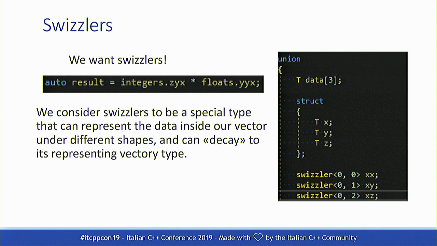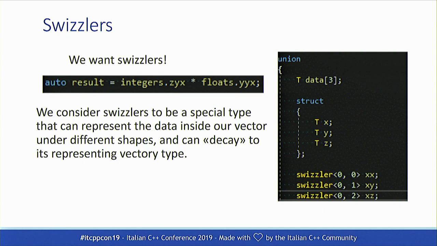Now, to our vectors, we want to add swizzlers. If you don't know what swizzlers are, I suggest you check Valentin Galea's presentation at C++Con 2019. They explain it very well. Briefly, there are special types inside the union in our vector, and the inner size of the swizzler is the same size as our data, so that swizzler 0,0 is of size 3. The two zeros say that when we use it, it will produce a vector of size 2 because we have two indexes, and we'll use twice the first element because it's 0,0. So we will get a vector 2 that is xx. Same for xy, xz, and any other type.